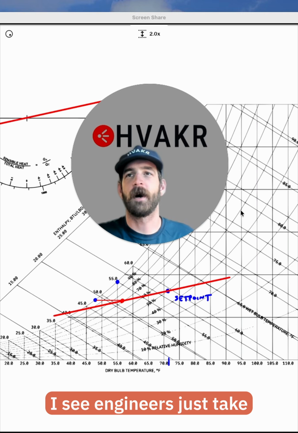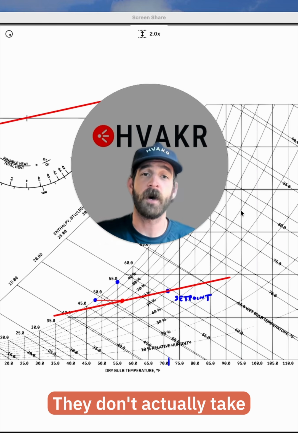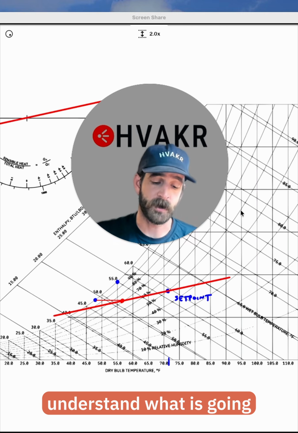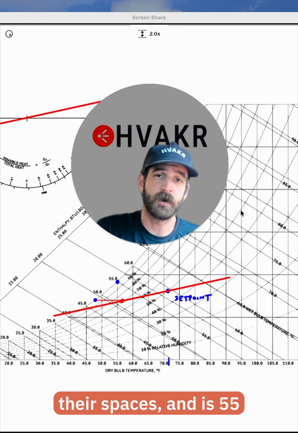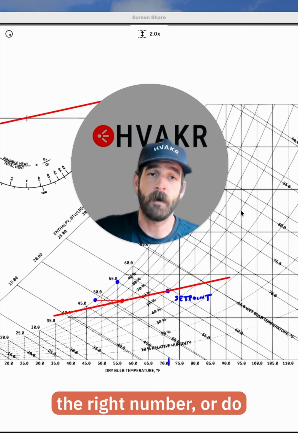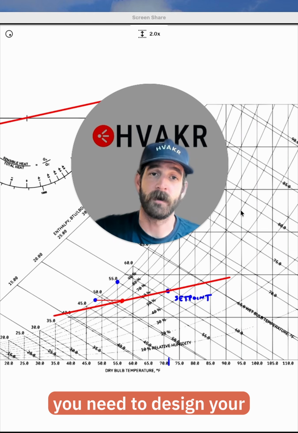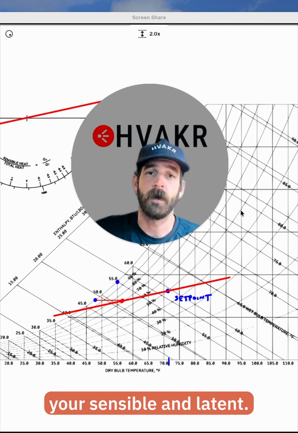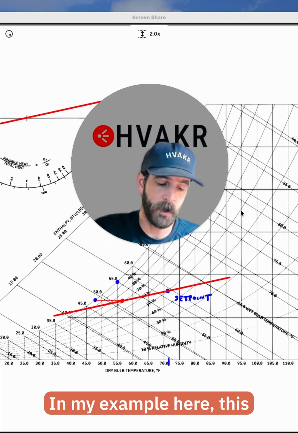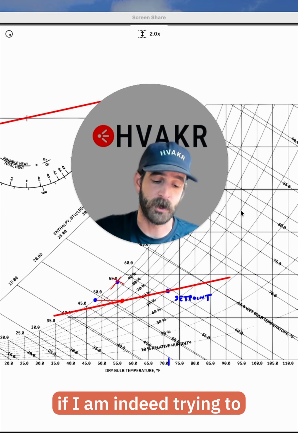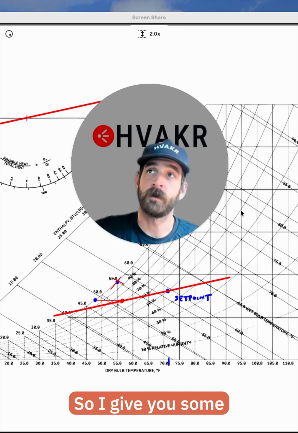Too often, I see engineers just take 55 at face value. They don't take that extra step to understand what is going on with the psychrometrics specific to their project and their spaces, and whether 55 is the right number, or whether you need to design your supply to actually handle your sensible and latent loads. In some cases, this will work. In my example here, this does not work if I am indeed trying to maintain this set point. So I gave you some options to resolve that.